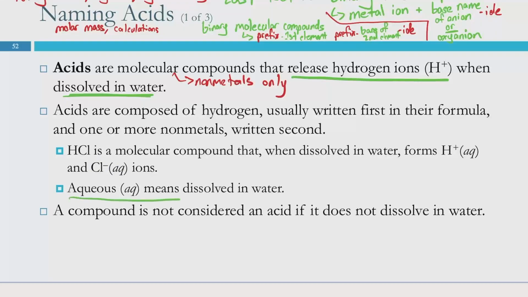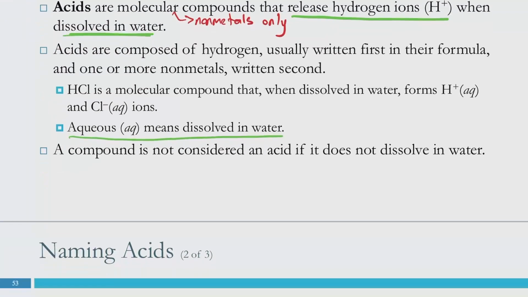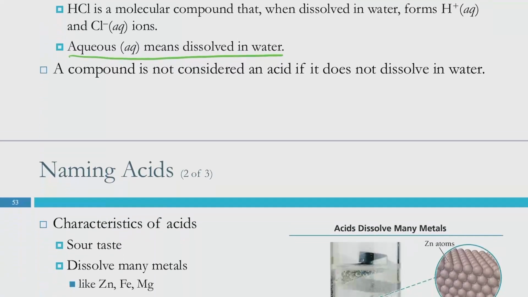Remember that aqueous, aq, means that it's dissolved in water. If that's there, it's an acid. If it's not there, then technically it's not an acid. I usually don't make that distinction. I just talk about anything that can act as an acid. But strictly speaking, it's not an acid if it's not dissolved in water.